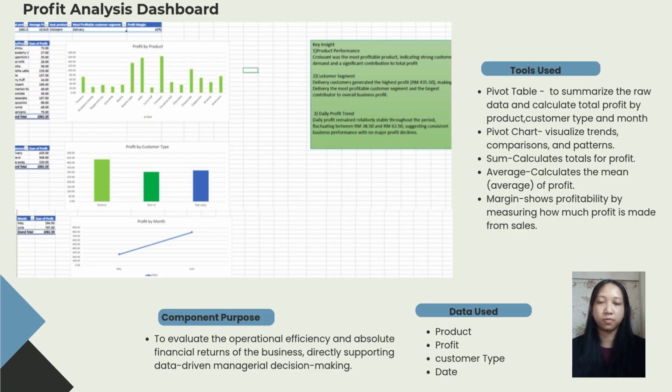And the profit by month chart displays profit trends over time and shows an increase in profit from May to June. To create this dashboard, pivot tables were used to summarize profit data by product, customer type, and month, while pivot charts were used to visualize the result. The sum function calculates total profit, the average function determines the average profit, and the profit margin calculation measures overall profitability. And the dashboard is based on data including product, profit, customer type, and date.